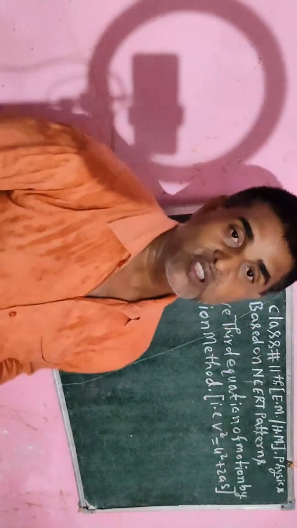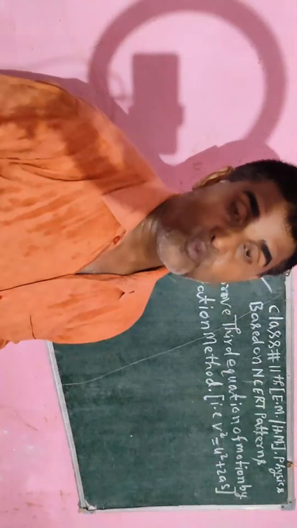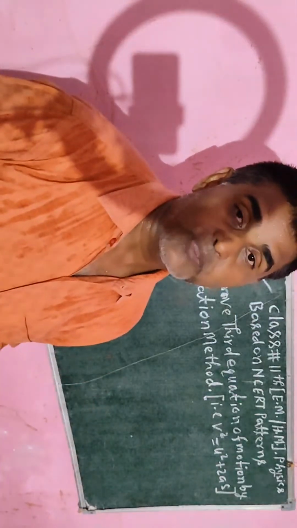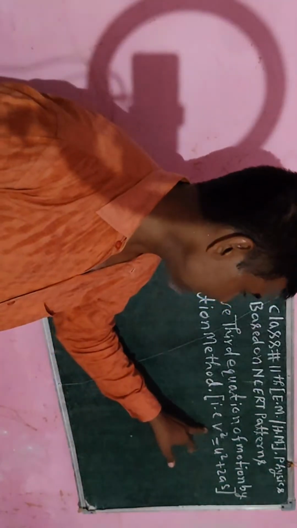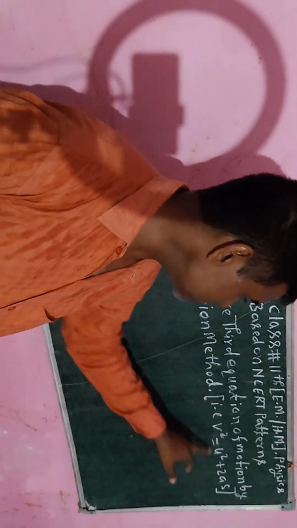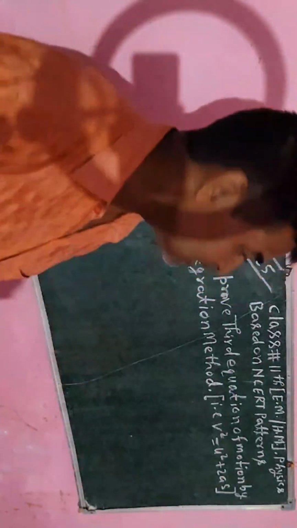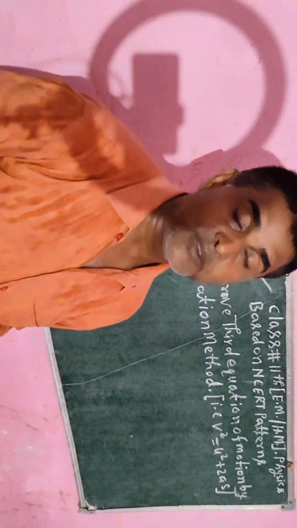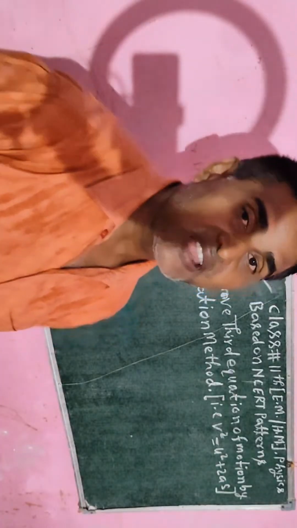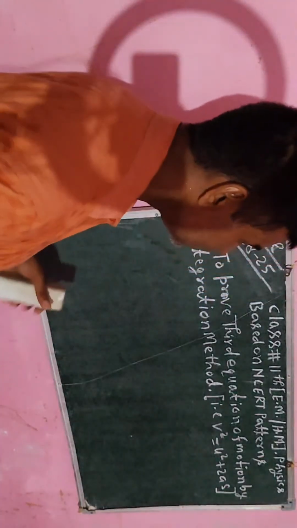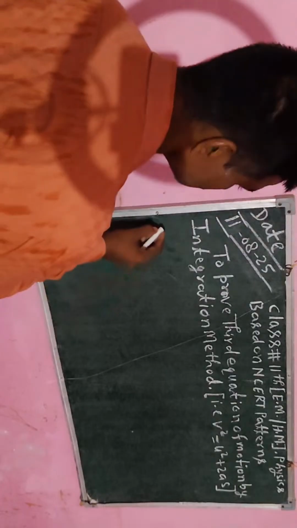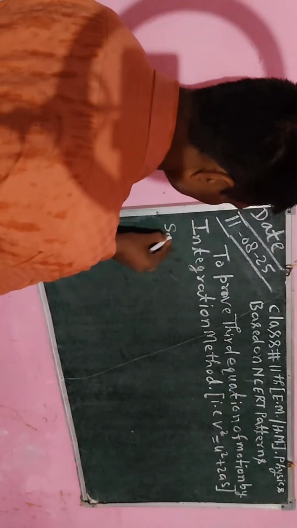Here I am going to use the concept of integration, and then I will derive this equation, that is v square is equal to u square plus 2as. So concentrate on this topic and sit properly at your location to get this information. First of all, you have to write here: solution.